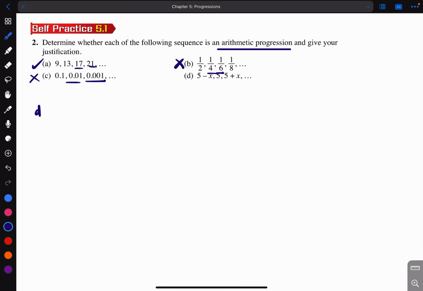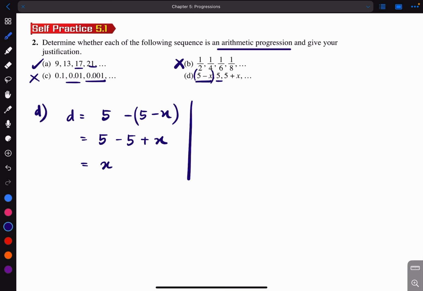Last one, D. So this is the first term, this is the second term. So our D will be 5 minus x. Let's put them in brackets. So we expand the bracket, we get 5 minus 5 plus x. 5 minus 5 is 0, 0 plus x is x.